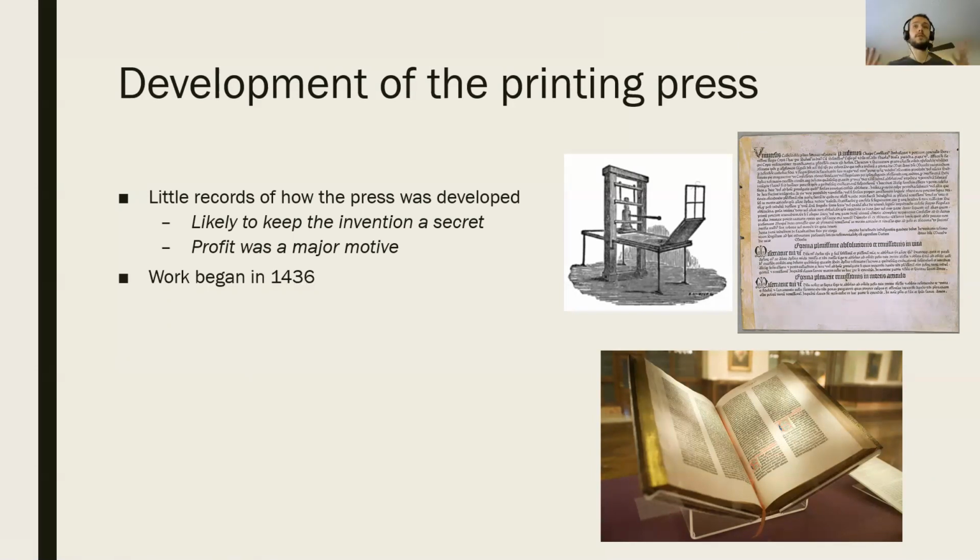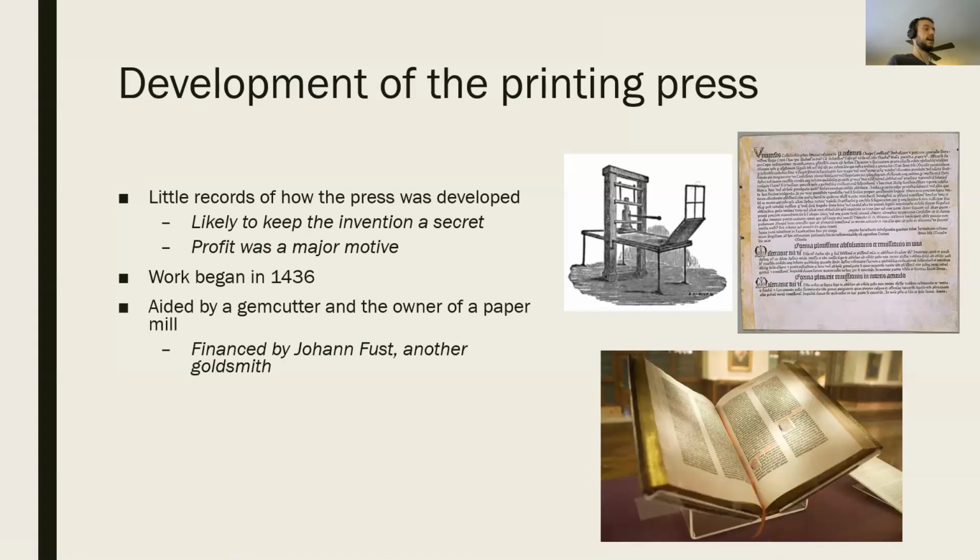But what we do know is that Gutenberg began work on the press in 1436, and he was aided by a small number of people, namely a gem cutter and the owner of a paper mill. And he was financed by another goldsmith named Johann Fust, who we'll come back to a little bit later. He's important in this process as well.